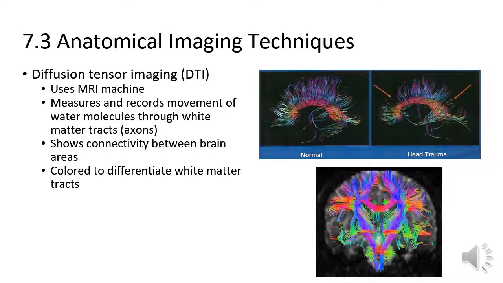DTI, or diffusion tensor imaging, also uses an MRI machine, but this is measuring movement of water molecules through white matter tracts. So it's showing connectivity between different areas of the brain. And then with these images, you use a program to color the images so that it's easier to visualize where the different tracts are going. Otherwise, it would be really challenging to see which tracts are connected to each other.